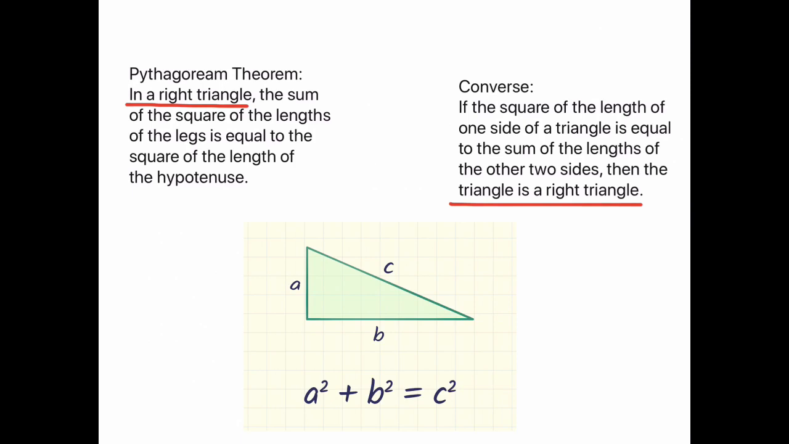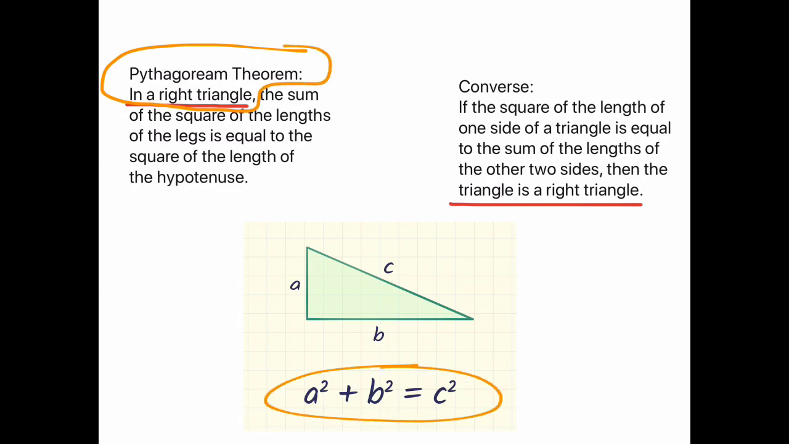So the theorem and its converse really do matter on what information they give you. For the Pythagorean theorem, they're going to give you that it's a right triangle, and then you know that this statement is true. Its converse is going to say this statement is true, therefore it's a right triangle.